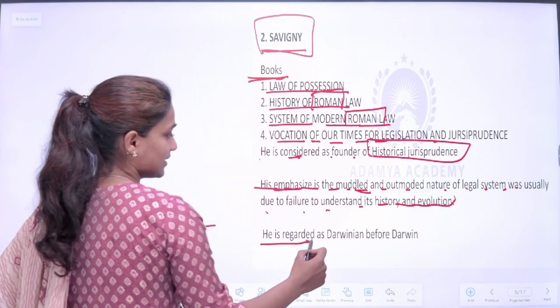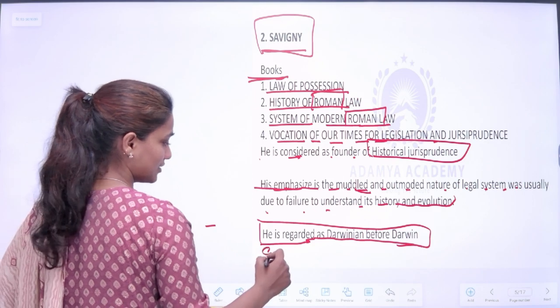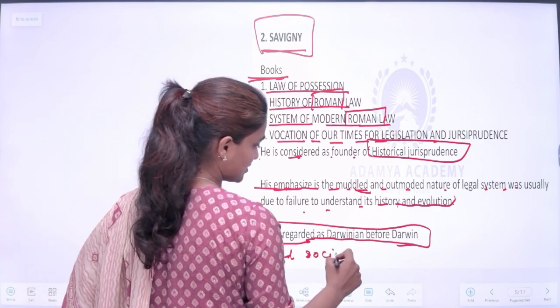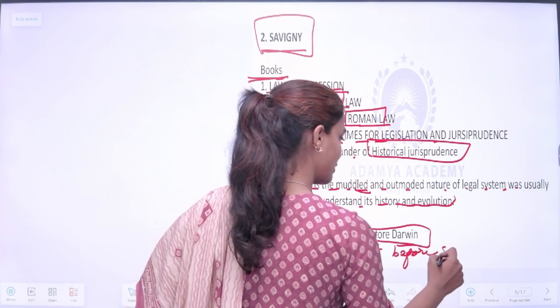He is regarded as Darwinian before Darwin, and sociologist before sociologist.